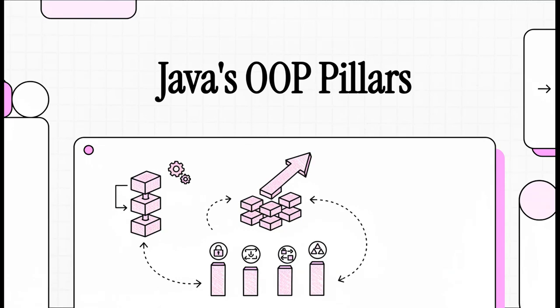All right, let's talk about Java's Object-Oriented Programming, or OOP. Now that might sound a little academic, but these are the absolute cornerstones for building the complex, powerful software we all use every single day. We're going to break down exactly what they are and why they matter so much.